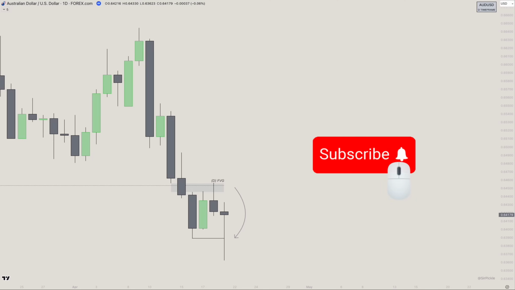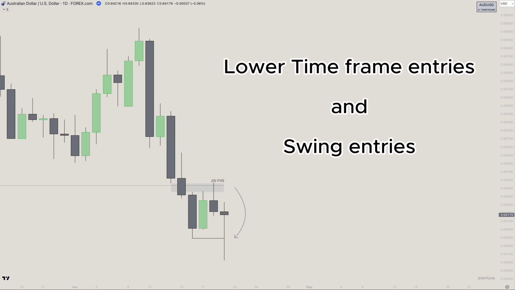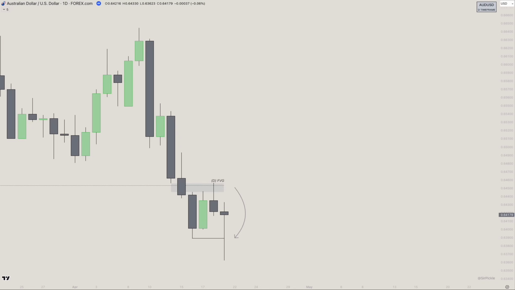You don't need to have a million things. The less, the better. Focus on fair value gaps, focus on old swing highs and swing lows, and trust me, your whole world, your whole perspective lens on the market will change. So today we're going to go over entries, two different types: lower time frame entries, intraday trades, and swing entries, which is something that I personally have been doing recently and absolutely just loving it. So let's just begin right here.